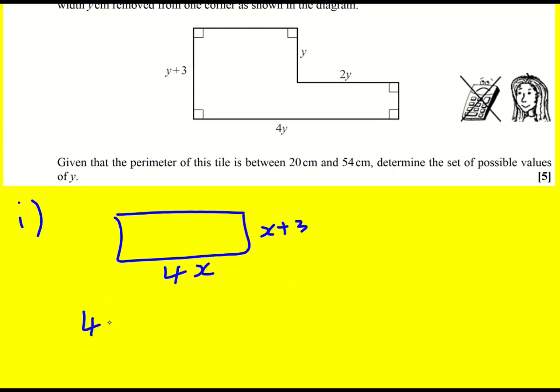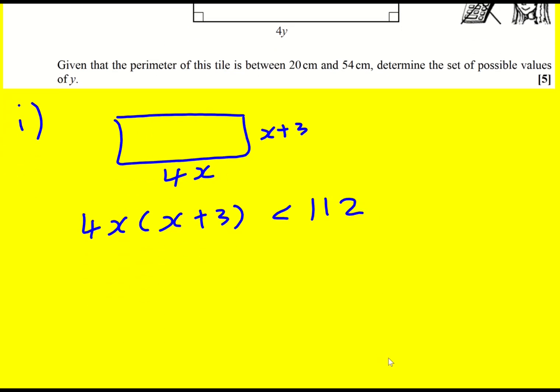So the area is going to be 4x times x plus 3. And I'm told that this is less than 112. So I've constructed my inequality. Now you could expand this and divide by common factors later, but actually probably best to divide by 4 now. And 4 will go into 112.